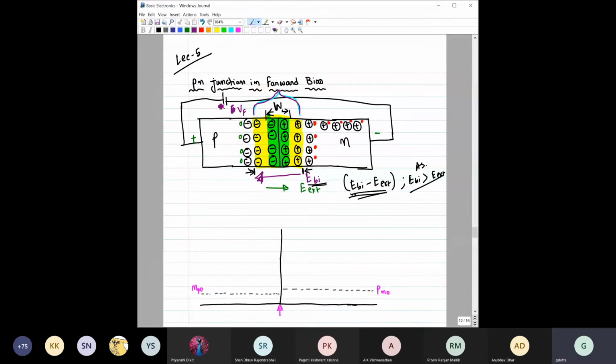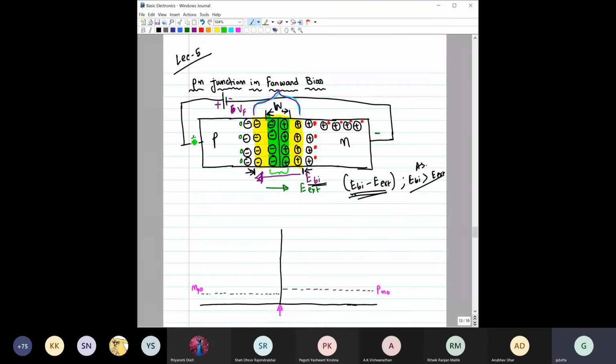During forward bias, we connected the positive terminal of the battery to the P side and the negative terminal of the battery to the N side. That makes this PN junction forward biased. As a result, we know that the depletion layer width will reduce. So it has now reduced, and we can see it by this green one. The depletion layer width has reduced.